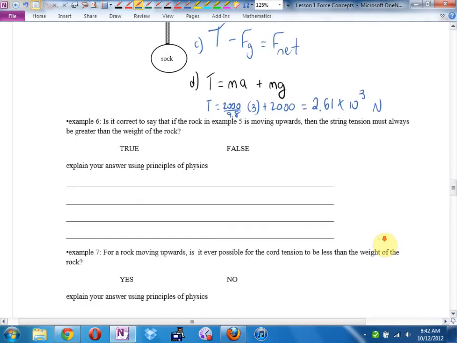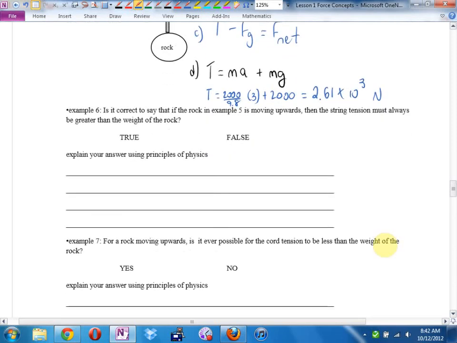Question for you. Number 6. Is it correct to say that if the rock in example 5 is moving upwards, then the string tension must always be greater than the weight of the rock? I see some nodding. I see some shaking their heads. True or false, and convince me.